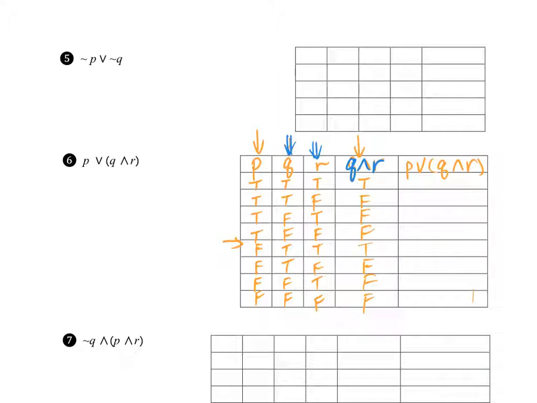And finally, we're looking at P or Q and R. So we're comparing P here, and this is an OR, so it's this one. Of the two columns with green arrows, as long as one of them is true, my final statement is true. So this is true, false, which is true; true, false, which is true; and this would be true, false, false, false. Make sure you double check my work, but that looks right. Okay, so that's example 6.